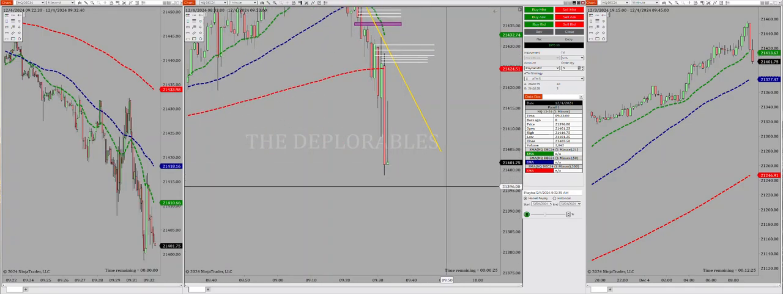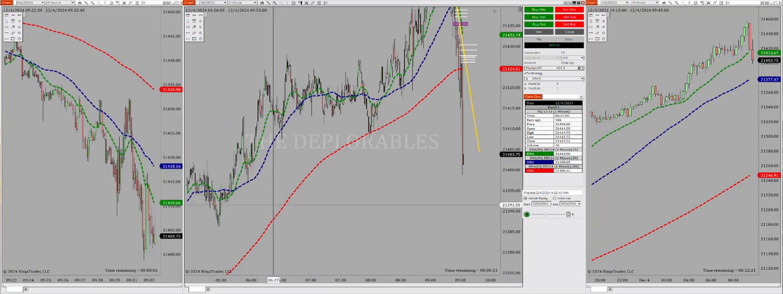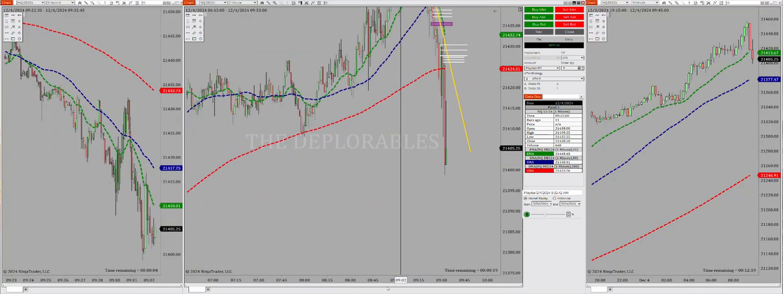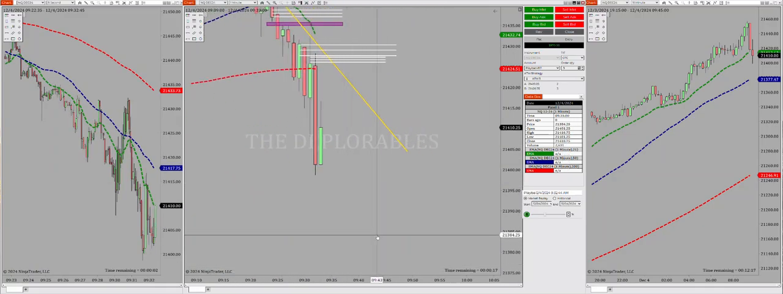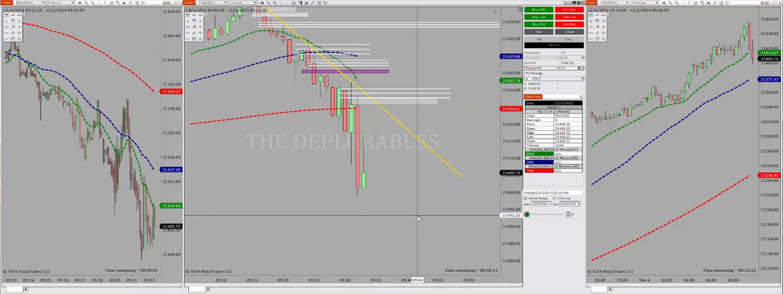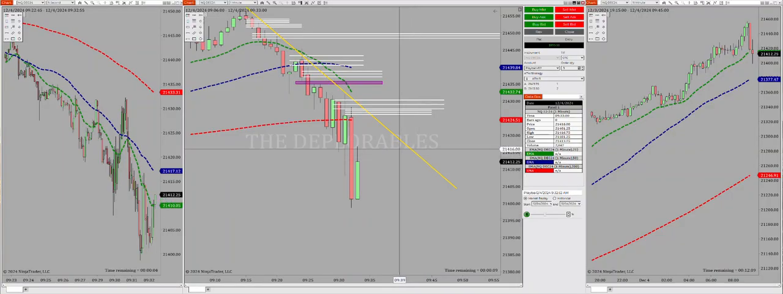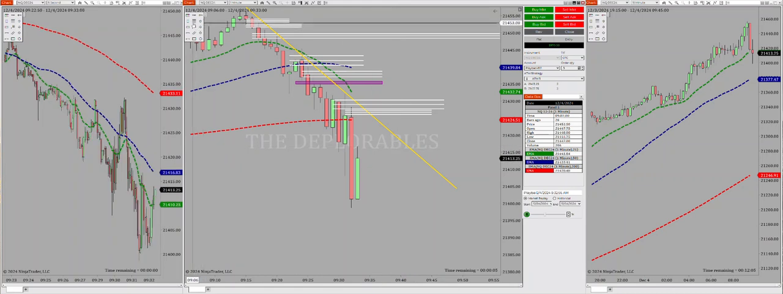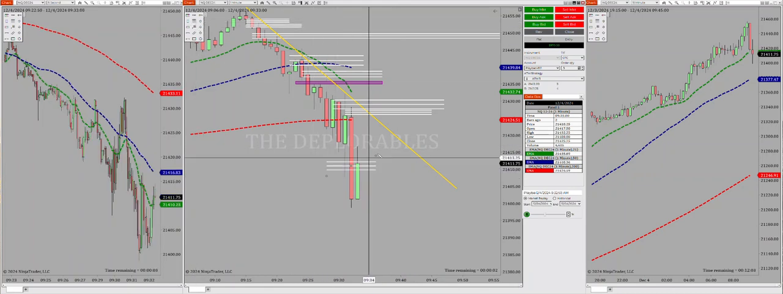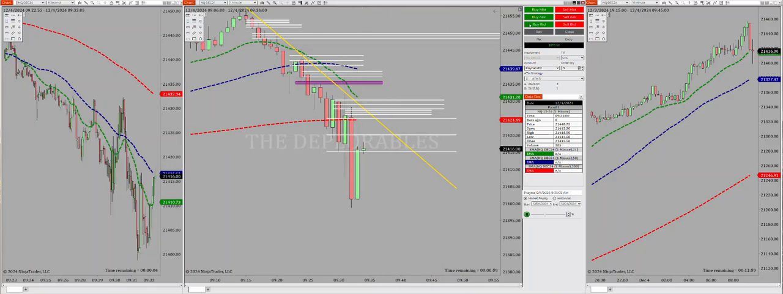We've got this little wick down below, and I haven't even gone way back, but there's a lot of stuff back here I could be drawing. But I'm trying to focus just on this. So let's see if we get a continued move down, then that's alright. So here now we've got this zone coming back, the green one, all the way up.